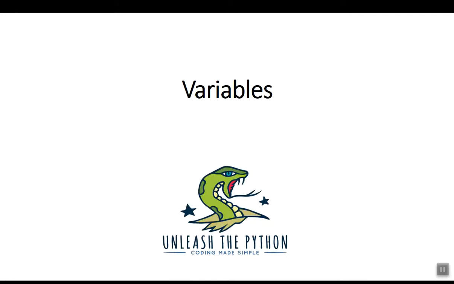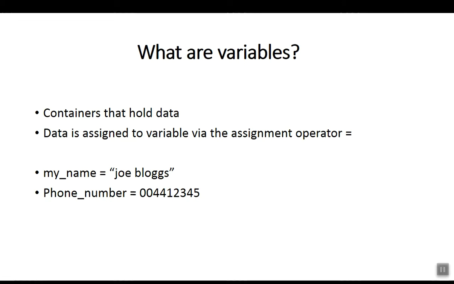In this video we're going to look at variables. So what are variables? Well, in computer science, variables are containers that hold data. Data is assigned to the variable via the assignment operator, which is the equal sign you'll be used to in maths. Unfortunately, in Python, the equal sign doesn't mean equal, it means assigned to.